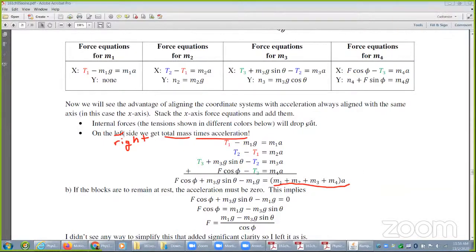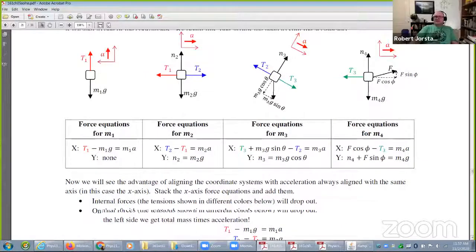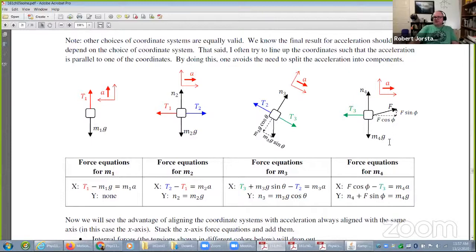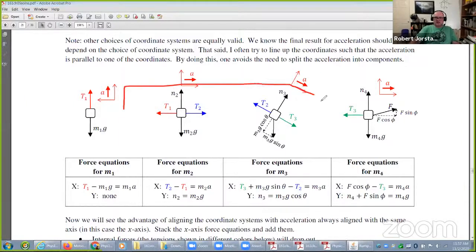So only when you use that same coordinate system and you twist it, can you add them together? You can add them together anytime you want. The trick is when you use this coordinate system following the string, we know that adding them all together gives total mass times acceleration on the right, internal forces dropping out on the left. But you can add the equations anytime you want. It's just sometimes it won't be useful.